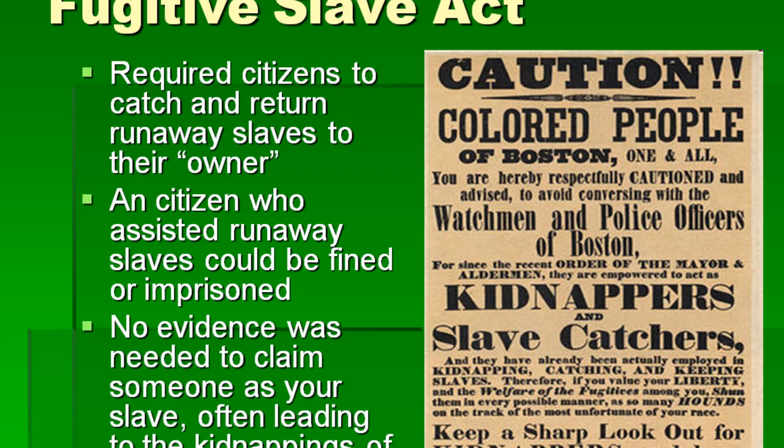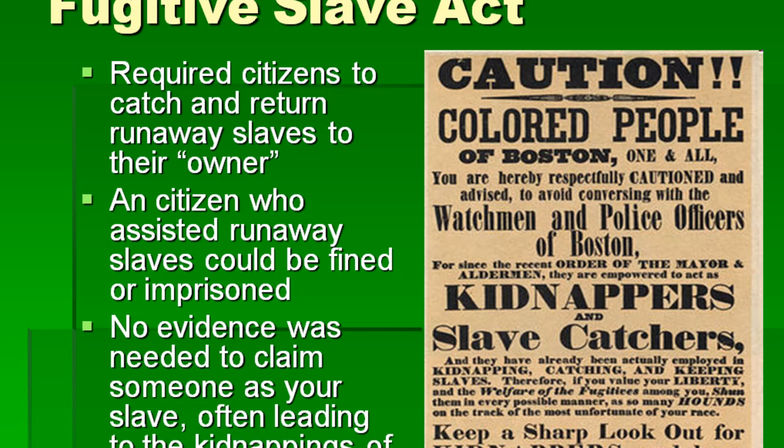One of the most disputed things that happened during this time was the enforcement of the Fugitive Slave Act. This required citizens to catch and return runaway slaves to their, quote, owner. And it says owner in quotation marks because sometimes the recaptures were legitimate. Other times they were simply capturing free African Americans and putting them into enslavement, possibly for the first time.